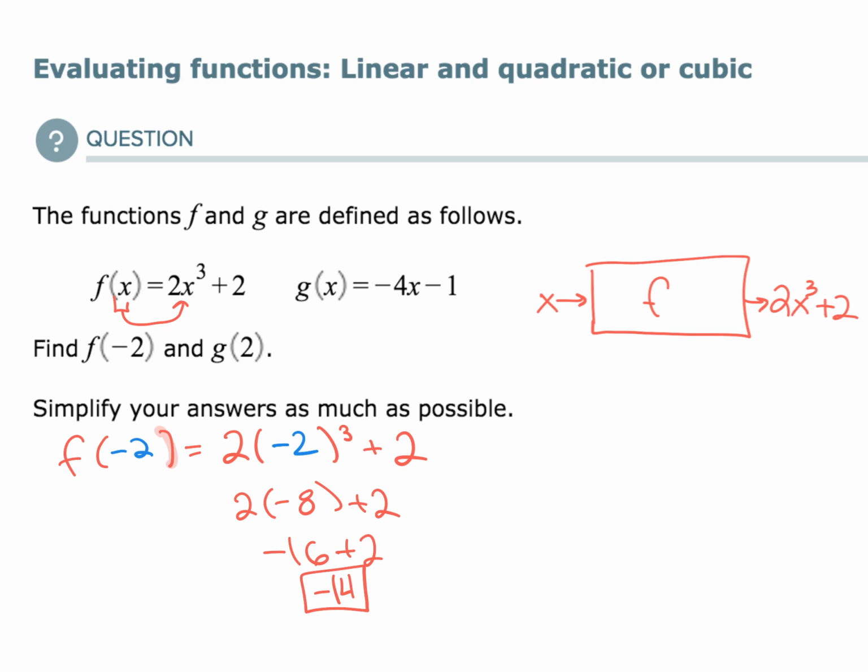Okay, so now g of positive 2. So let's do g of 2 equals, so what's g? This is what g is. So it's negative 4 times, and the thing that's being multiplied by negative 4 is whatever's in those parentheses, right? Whatever's being plugged into g. So in this case, 2. So this is negative 4 times 2, and then the minus 1 is just part of g. So negative 4 times 2 is negative 8, minus 1 is negative 9.